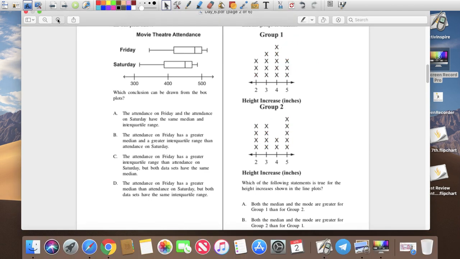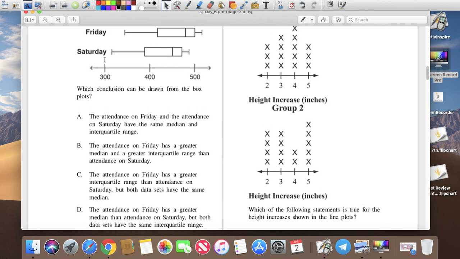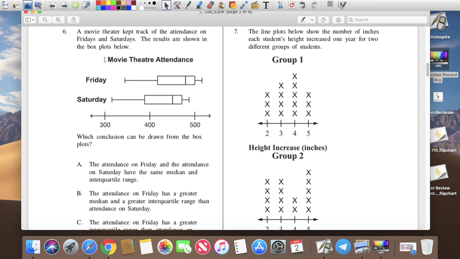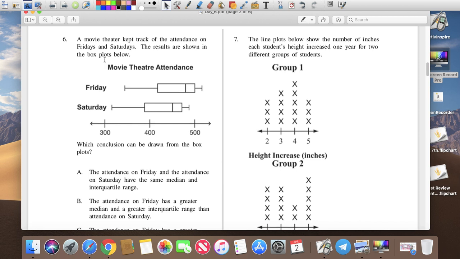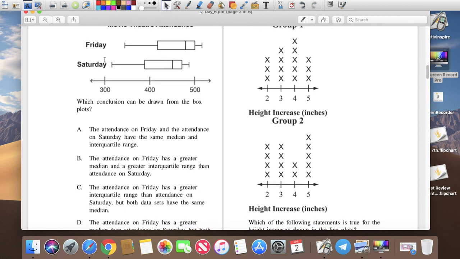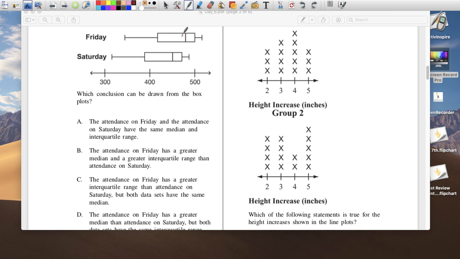Can I make it bigger? So what is this? Which conclusion can be drawn from the box plot? So this is the theater attendance on Friday and Saturday, and they did a box plot. The attendance on Friday and the attendance on Saturday have the same median and interquartile range. Well, that's not true because the median is this and the median for Saturday is this, so they're not the same, so that's not true.